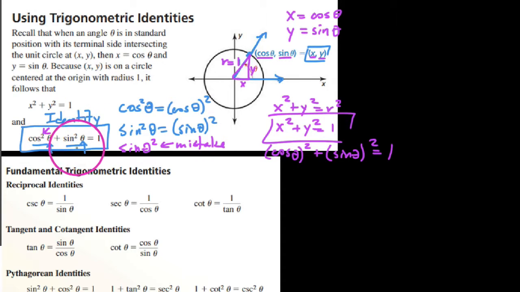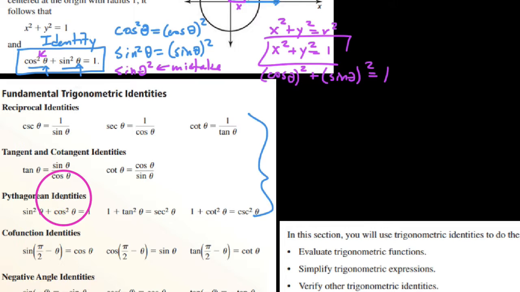With respect to identities, we have a whole list of them. You can see that I've provided a screenshot of some fundamental trig identities. We're basically going to focus on these first three in this video, and then moving onward we'll look at some of these other identities. But basically what we use these trig identities for are to evaluate trig functions, to simplify expressions, and also to verify trig identities.